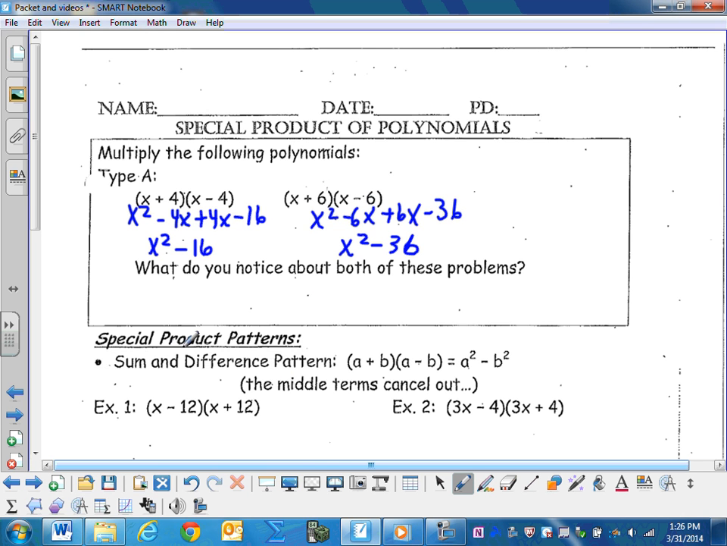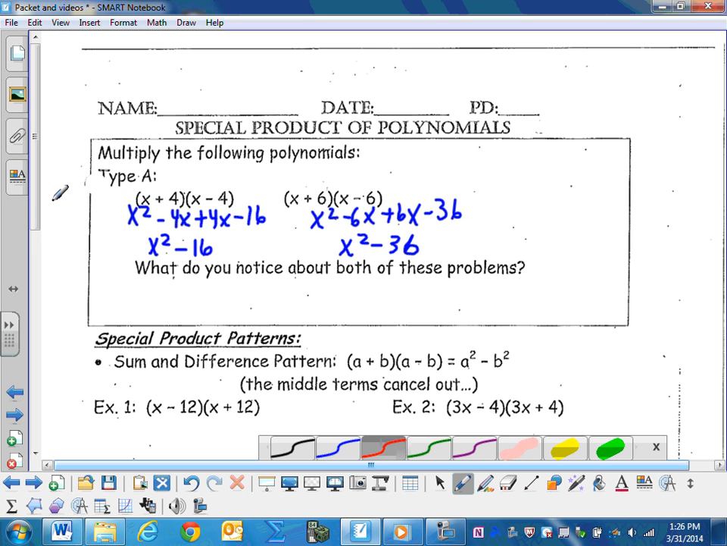So, this is a special product pattern. It is called the sum and difference pattern. When we have a plus b, x plus 4, times a minus b, x minus 4, then instead of taking time to FOIL it, if we know the pattern, we can just write a squared minus b squared.